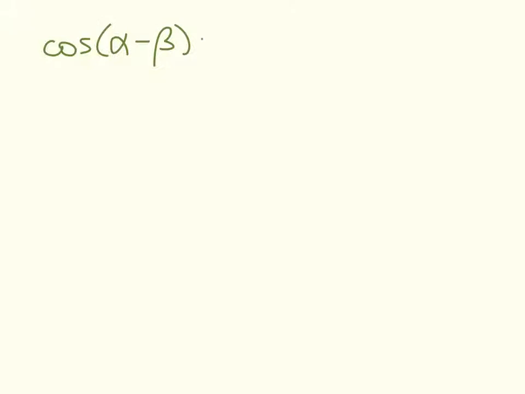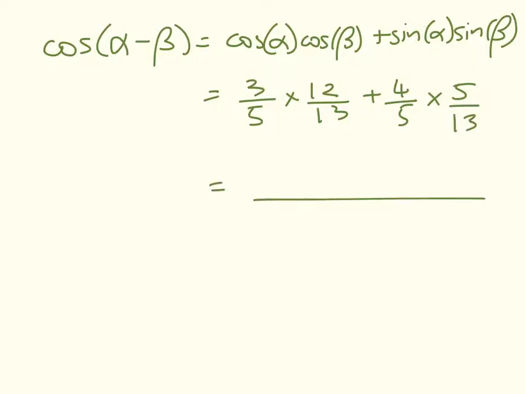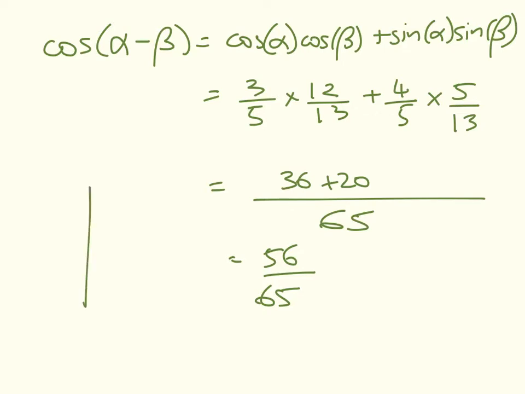Cos of alpha minus beta is equal to cos alpha cos beta plus sine alpha sine beta. We know what each of these is, we just substitute. So 3/5 times 12/13 plus 4/5 times 5/13. We already have a common denominator, it's 65. So we get 36 plus 20 over 65, which is 56 over 65. Right, I'll do the harder question later on. It's question 2, where you've got angles over here and angles down here, but it's the same idea.